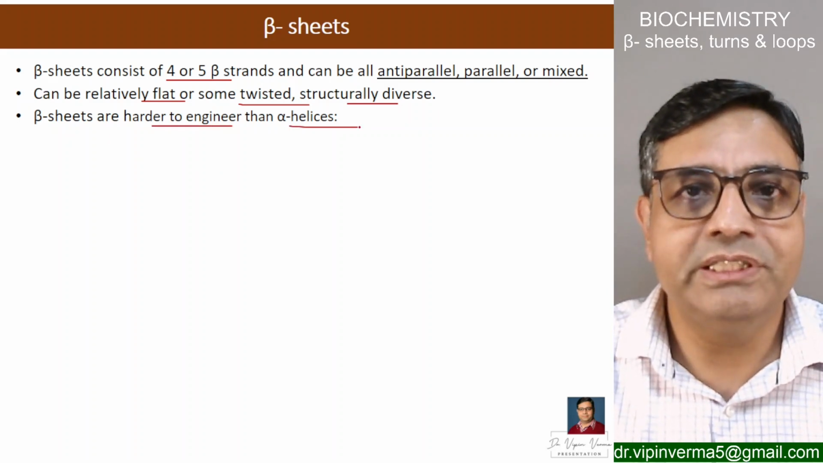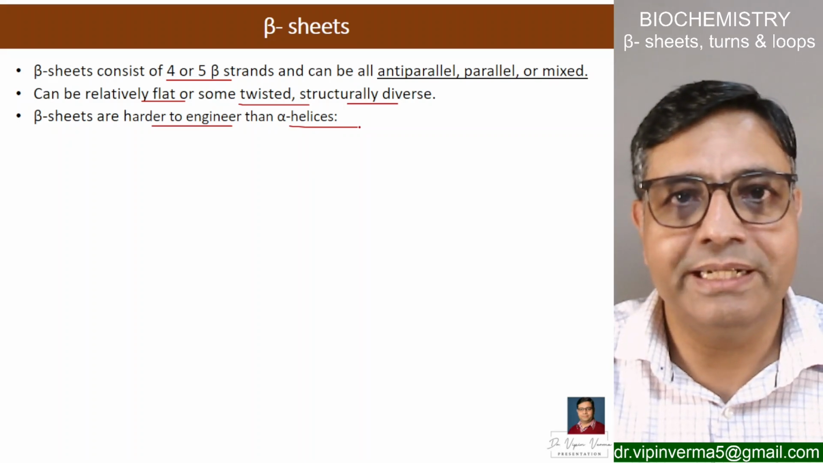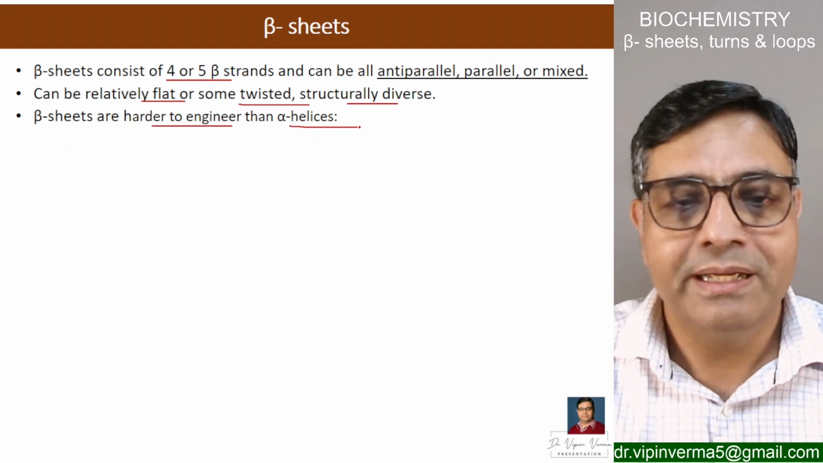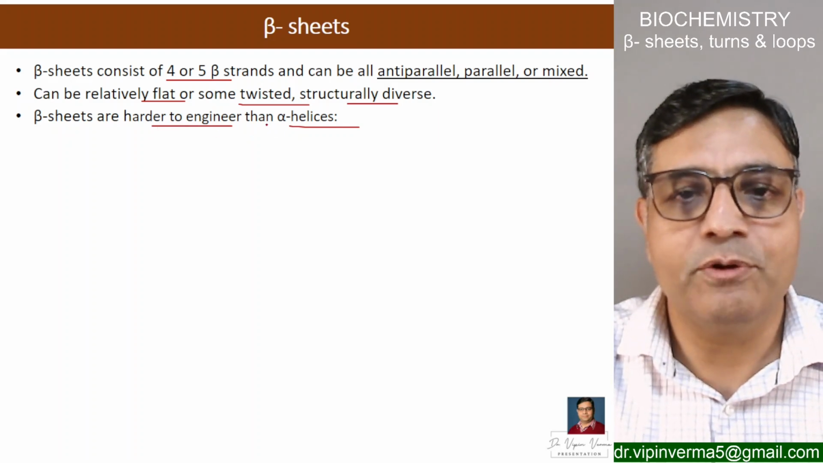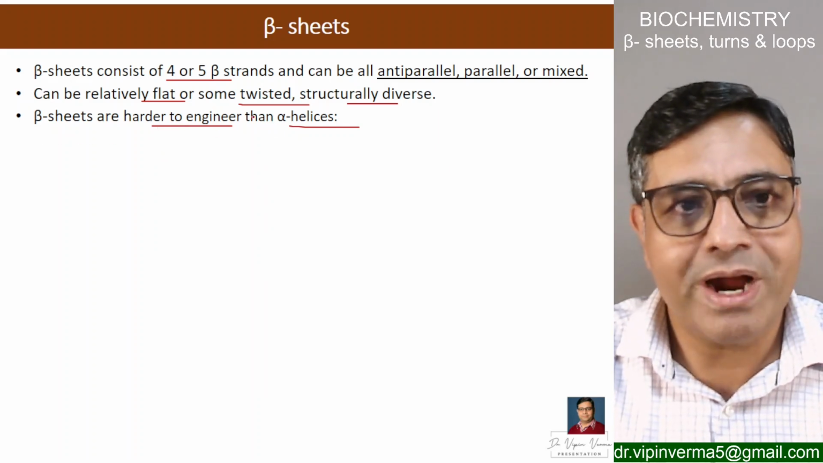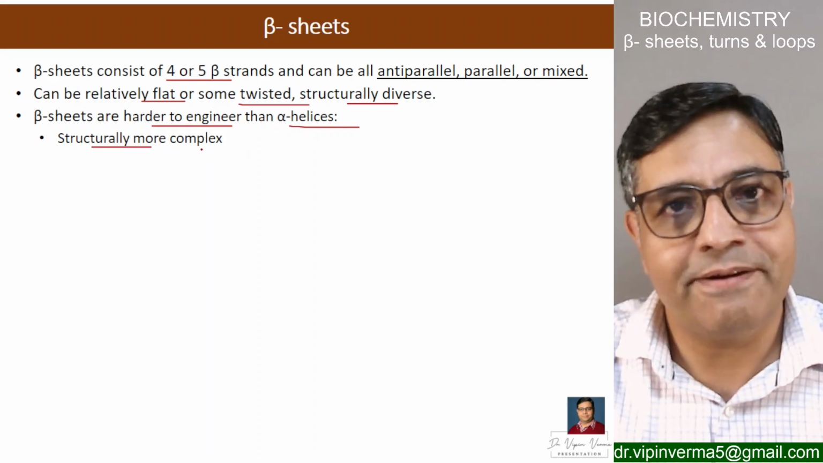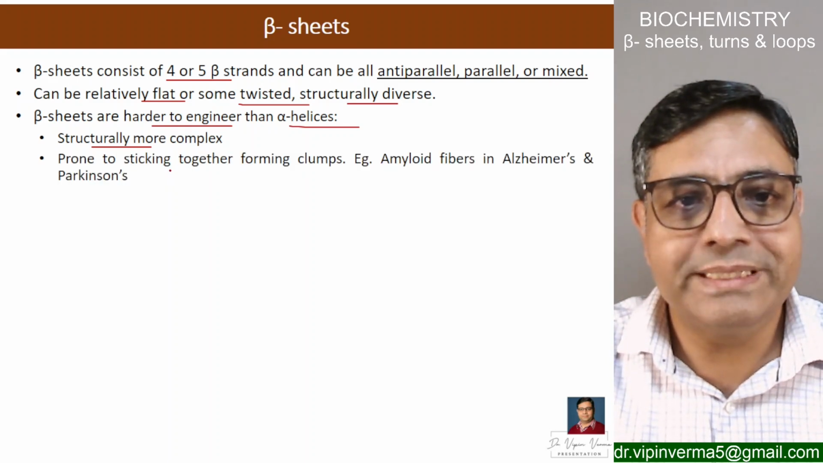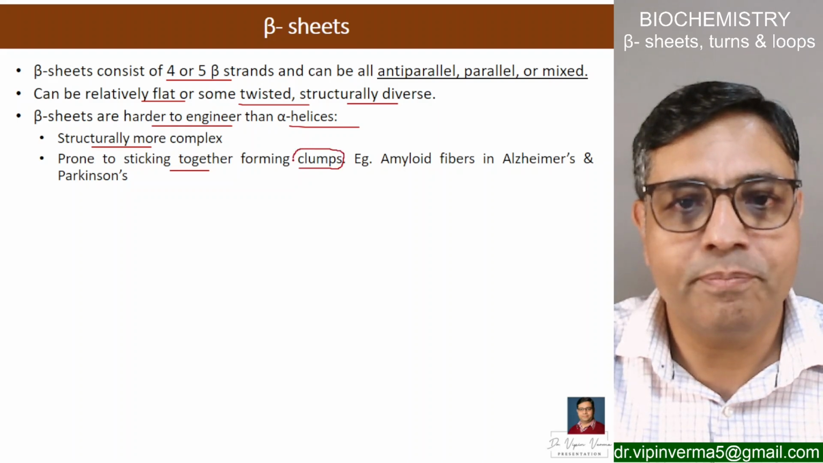Now when you engineer protein, okay, protein can be engineered. So protein engineering in itself is a big course. So when you engineer a protein, then these sheets are harder to engineer as compared to the alpha helices. Now why does it happen? Because they are structurally more complex than alpha helices. We know this. They are prone to sticking together, forming clumps. So they can form clumps.